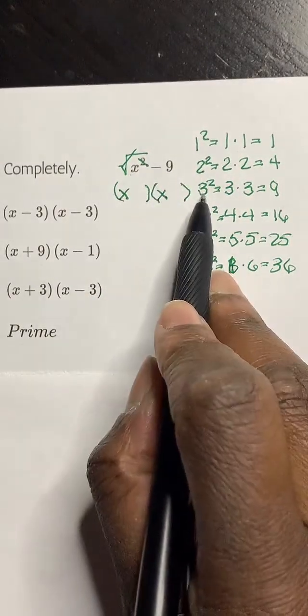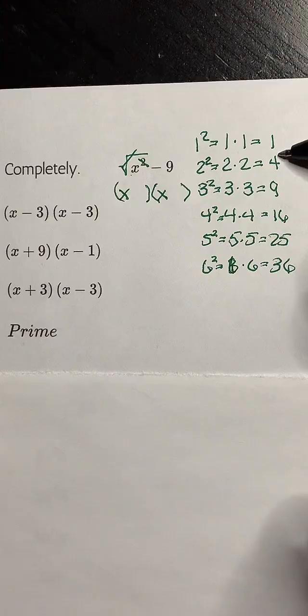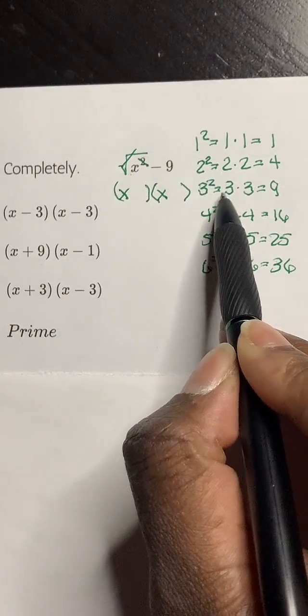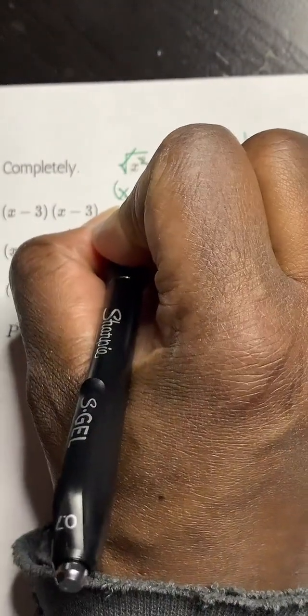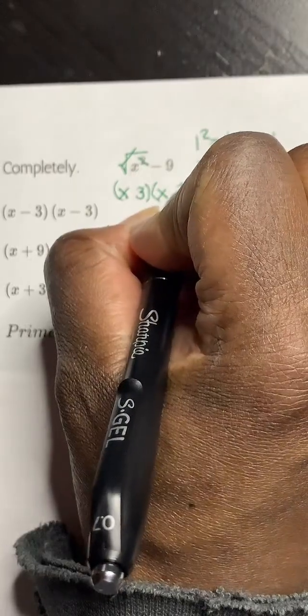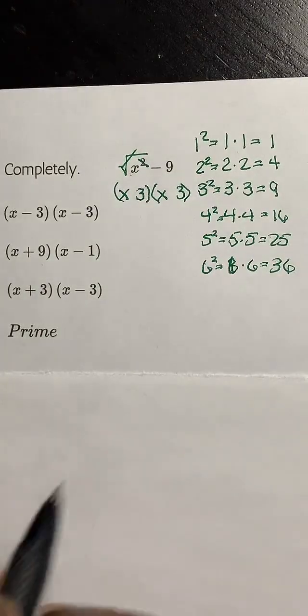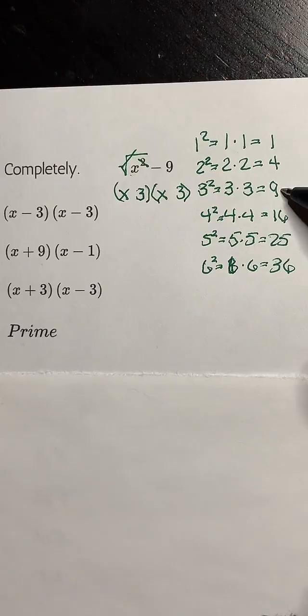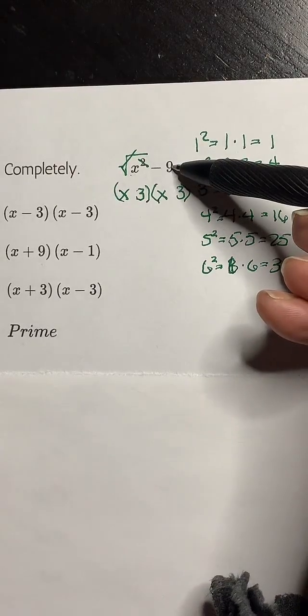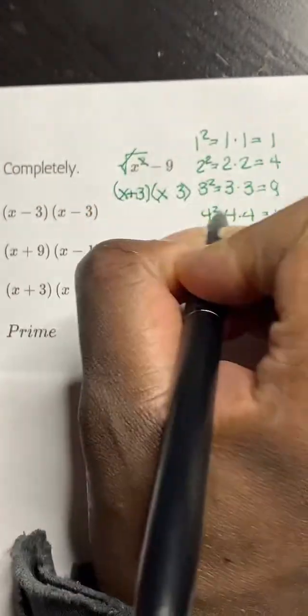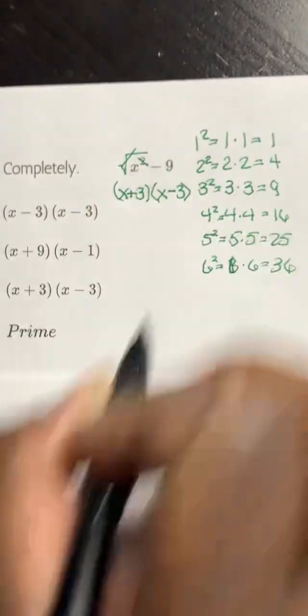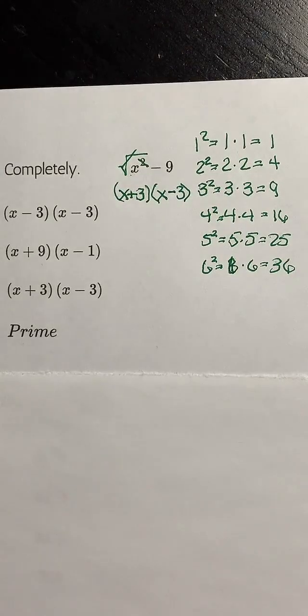Now, 9. Taking a look, which of these will give me a 9? Right here. That's 3 squared, which is the same as saying 3 times 3. So that means you have 3 in one parenthesis and 3 in the other. But we weren't looking at a positive 9. We're looking at a negative 9. So in order for it to be a negative 9, one of these 3's has to be positive and the other 3 has to be negative.